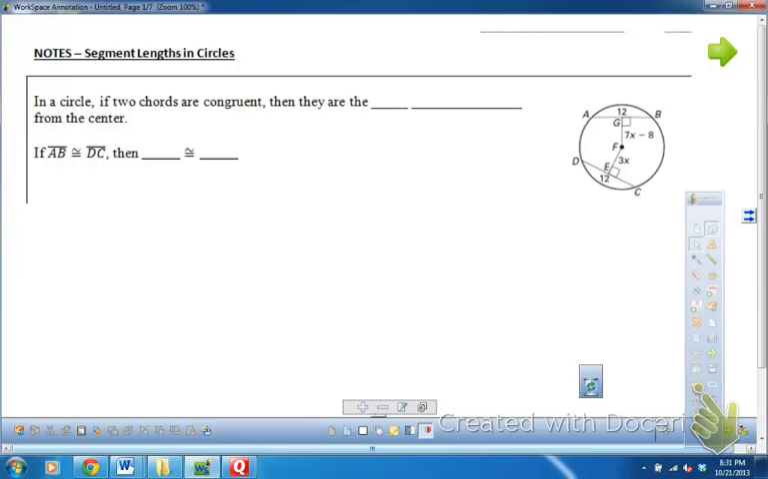Unit 3, Circles and Volume. This is Lesson 3, Segment Lengths and Circles.